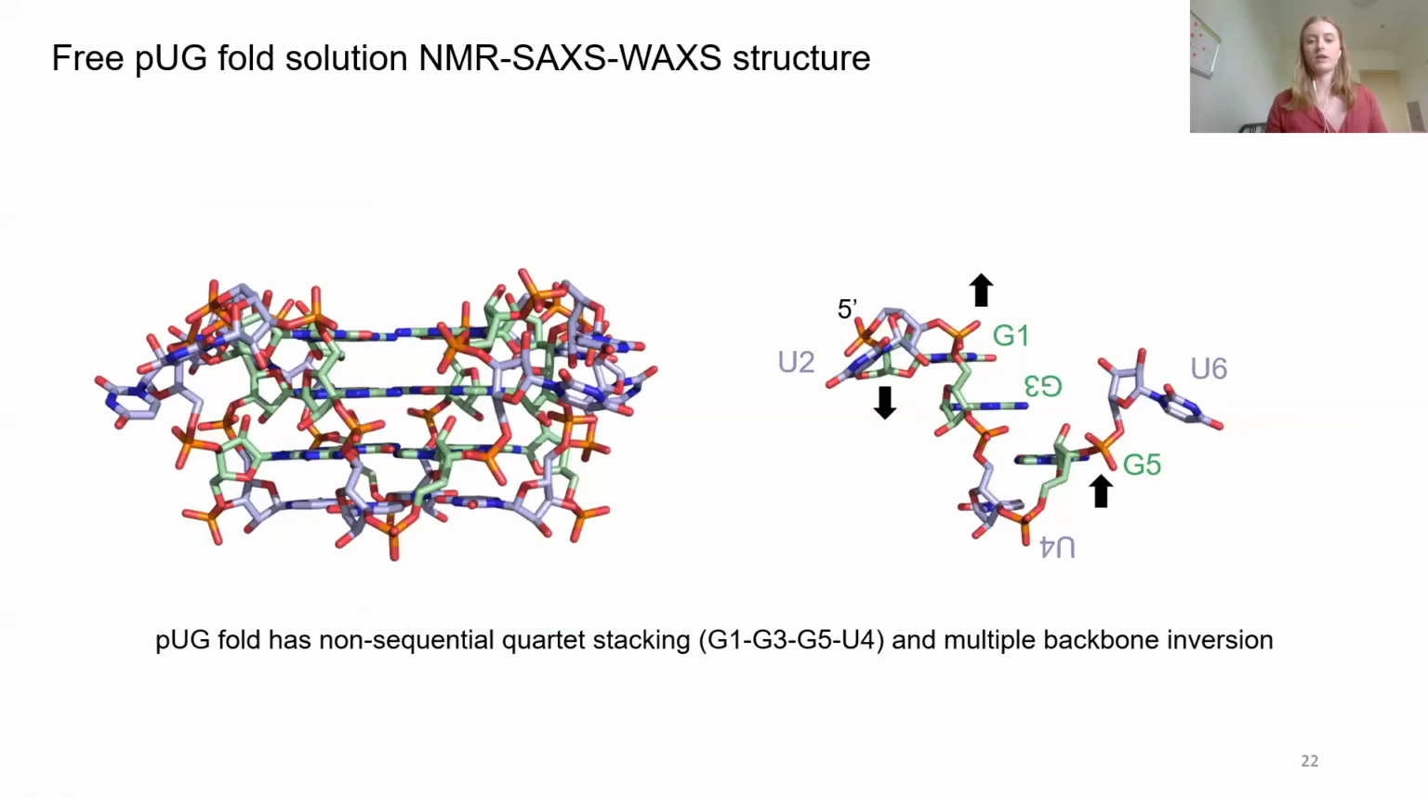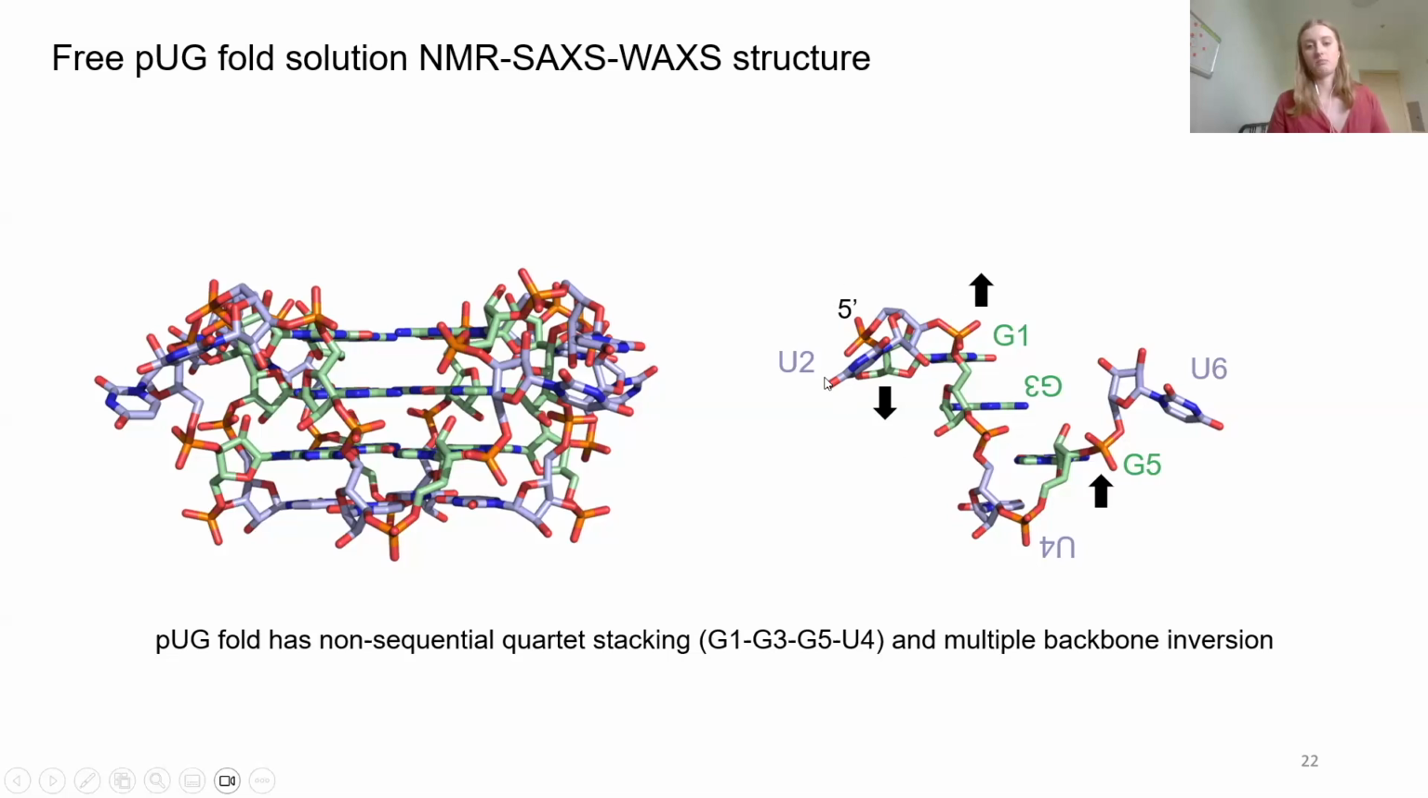And if we now look, rather than the top down, at the side of a single strand of the quadruplex, which is symmetric and repeats 4 times, so it's the same orientation for each, we can see another couple interesting properties of the quadruplex. The first is this non-sequential quartet stacking order. The G1 stacks on the G3, then the G5, and then the U4 down at the bottom. So it goes 1, 3, 5, 4, rather than 1, 3, 4, 5. And this is because of multiple backbone inversions which occur.